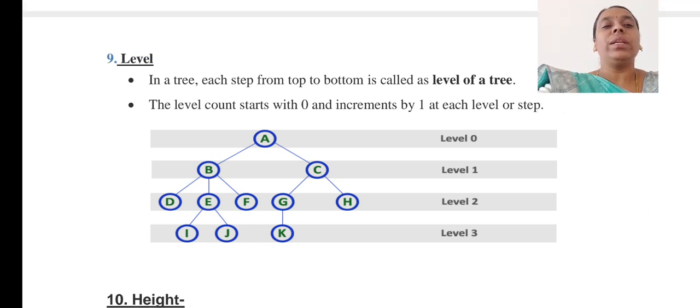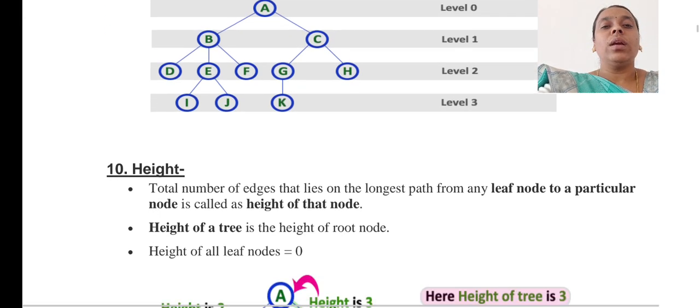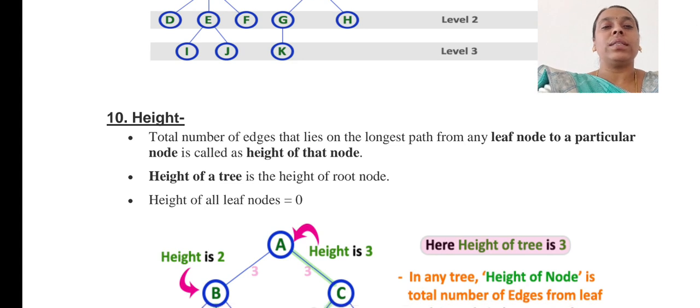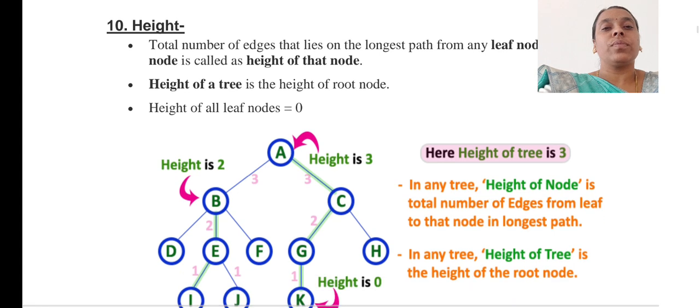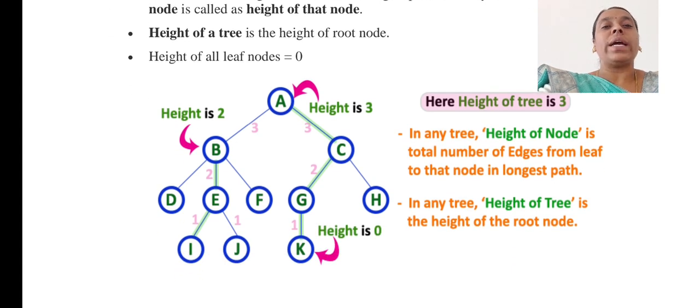For example, here we start with level 0 and can have any number of levels. So next one, height. Height is the total number of edges that lie on the longest path from any leaf node to a particular node. The height of the tree is the height of the root node.